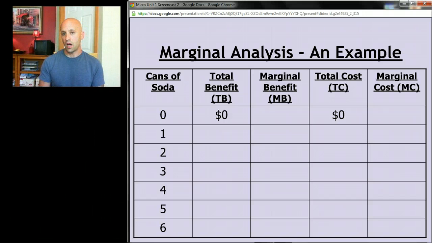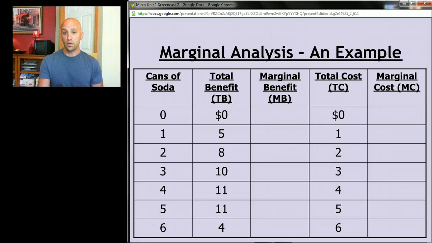Skip over the marginal column for a minute, and you'll see the total cost column. That's simply the cost of buying the various amounts of soda. So let's do a few thought experiments, and I try to figure out for you what would be the total benefit for you of various amounts of soda. And I play this little back and forth game with you, and we come up with numbers that look like this. First can of soda would be worth $5 to you. That's the benefit you expect to receive from it because you're really, really thirsty.